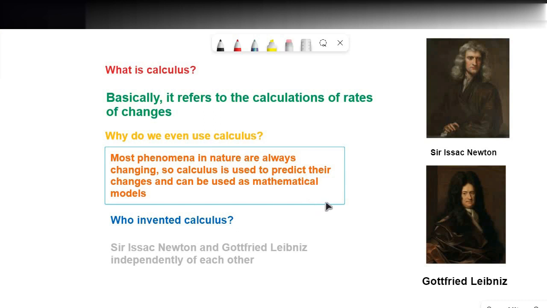So there were mainly two people, Sir Isaac Newton and Gottfried Leibniz, who developed the concept of calculus independently of each other.